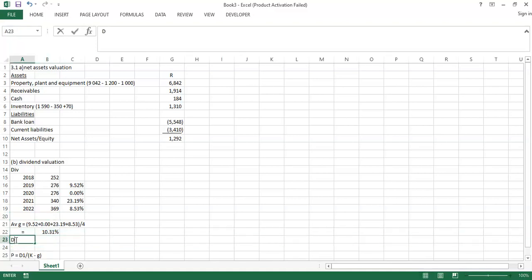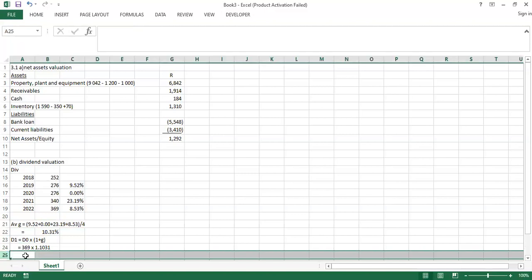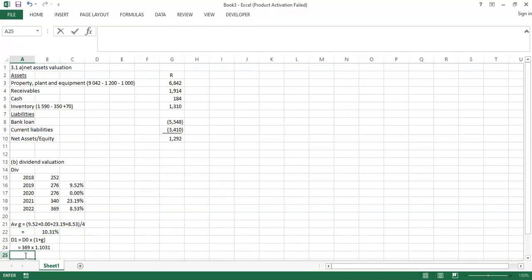So D1, if you're interested in the formula, it's going to be D0, which is the current dividend, and then you are multiplying that current dividend by 1 plus G, which is the growth rate, right? So which is basically going to give you 369 times what? Times 1.1031. That should basically give us the amount there. So what is the amount? Let's quickly do that there. So this is going to be 369 times 1.1031.